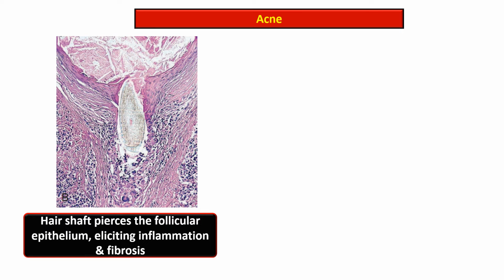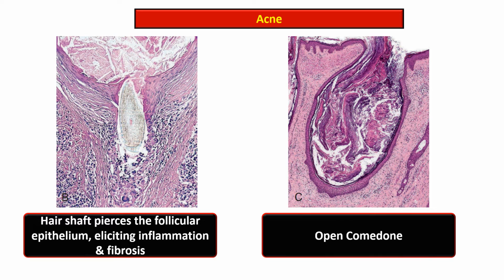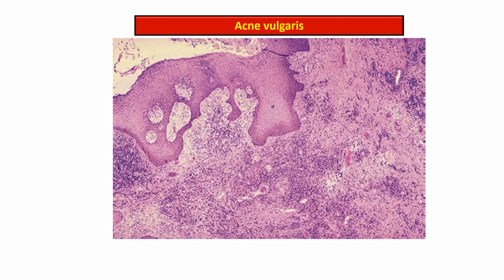This is a comedone with a hair shaft, and this hair shaft is piercing the follicular epithelium and starting inflammation and fibrosis in the surrounding tissue. In this photomicrograph, this is the picture of an open comedone. In this photomicrograph, there is marked acute and chronic inflammation that is extending all the way through the dermis.